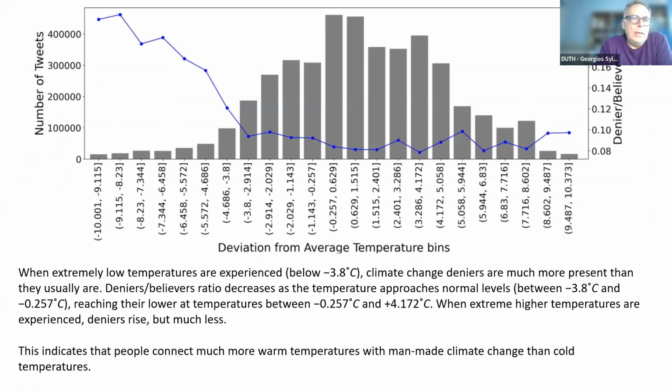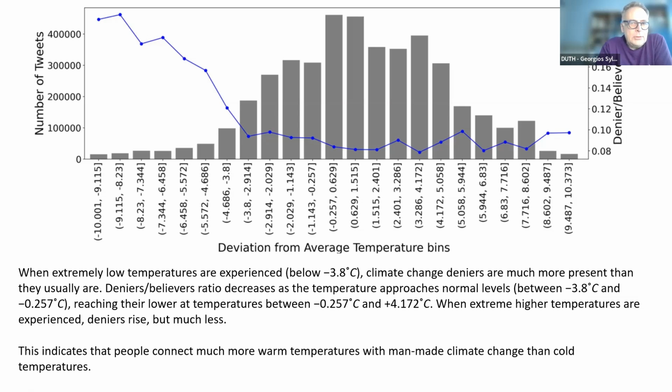global warming. Here you see a histogram which shows the number of tweets per temperature deviation bin. And this line here gives the change in the deniers to believers ratio. So what we understand from this diagram is that when we have extremely low temperatures, below minus 3.8 degrees, then climate change deniers are much more present in the social media than they usually are.